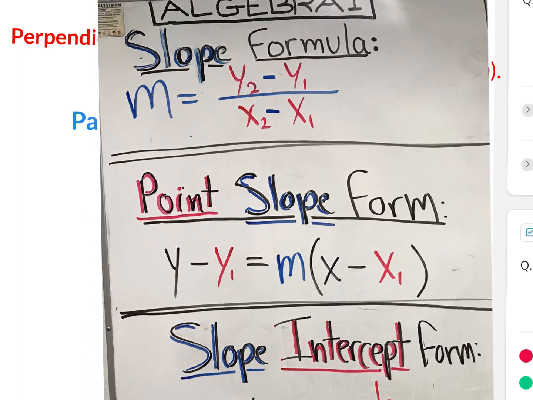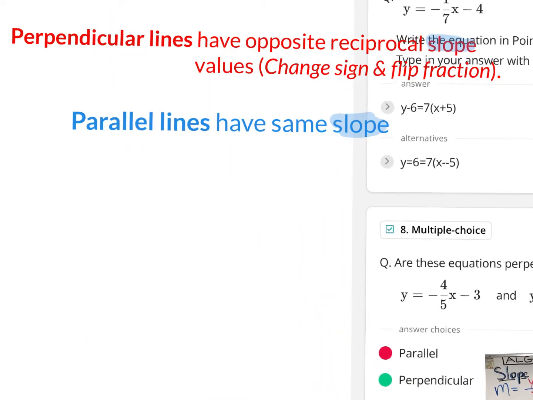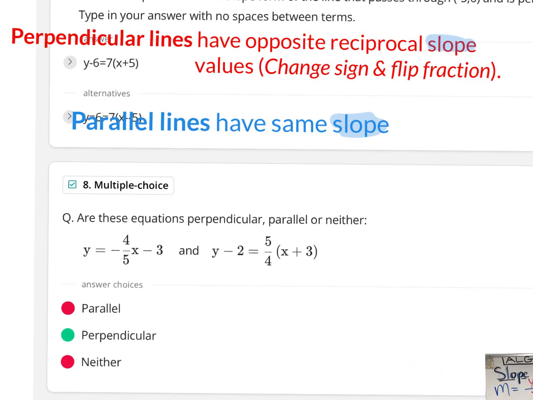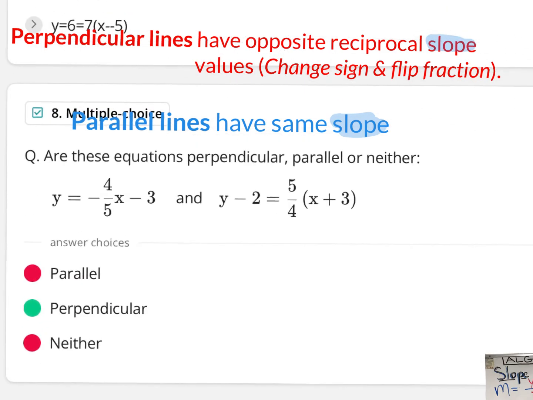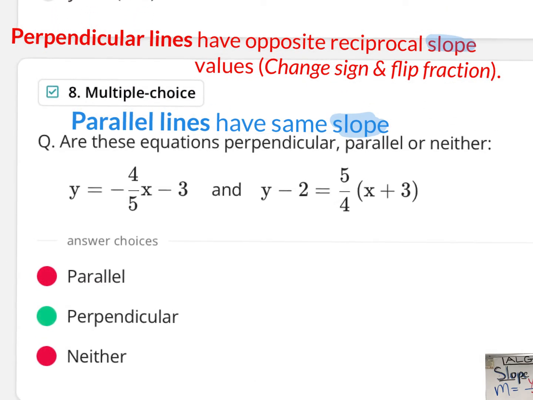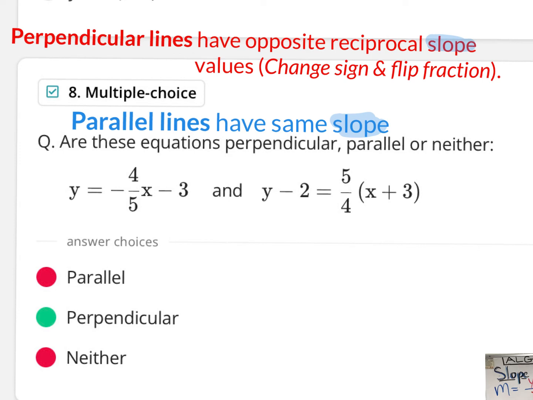So let's go back to this next question that we have here. The next question is, are these lines parallel, perpendicular, or neither? Okay, so once again, you have to have it either in slope intercept form, y equals mx plus b, or point slope form, y minus y1 equals m parentheses x minus x1. As you could see, these are in those forms. So the slope value here is -4/5, and the slope value over here is +5/4.